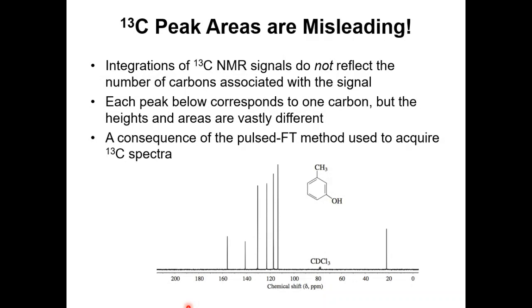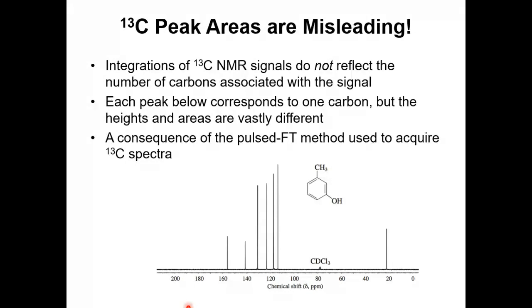Because carbon is a lot less sensitive than protons, the spectroscopists invented a method to enhance the signal of carbon 13 NMR, and those enhancements distort the relationship between peak intensity and the number of nuclei. So just forget about the peak intensity in carbon 13 NMR.